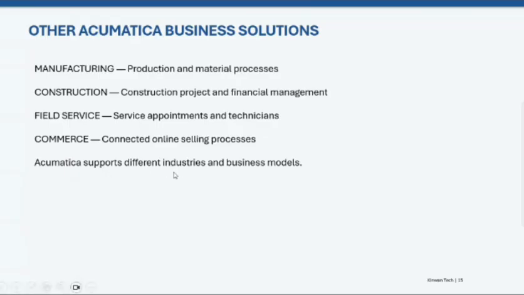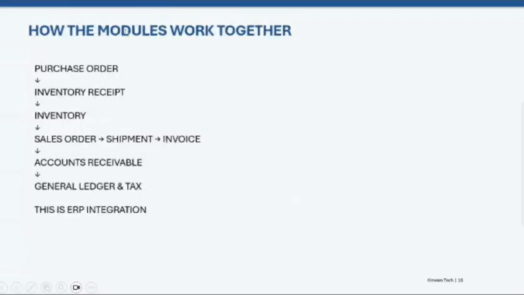Acumatica also supports different industries and business models, such as hospitals and so on. To continue, I would like us to understand how the modules work together. Take a scenario where you create a purchase order. There is a purchase order, then we get an inventory receipt, then we get the inventory, then we can create a sales order. This sales order can go into shipment, then we create an invoice, then we have accounts receivable, then we get general ledgers and tax.